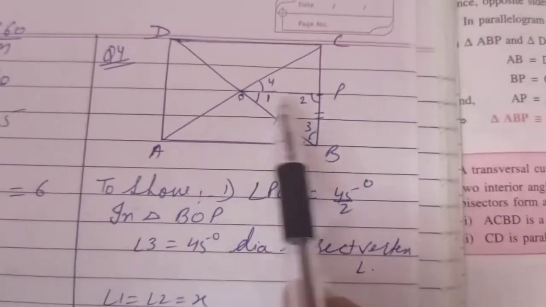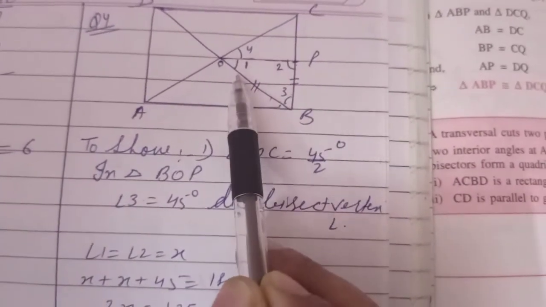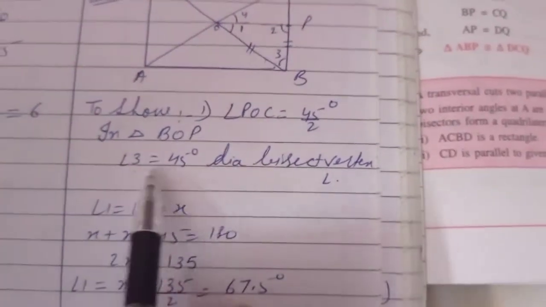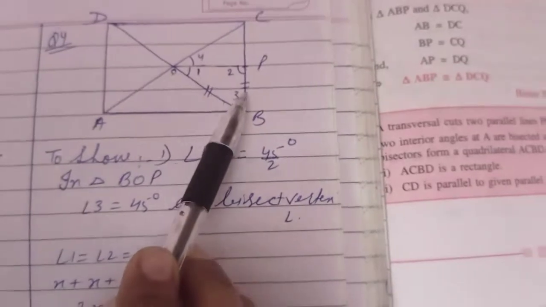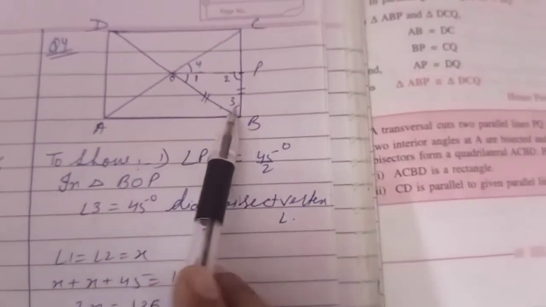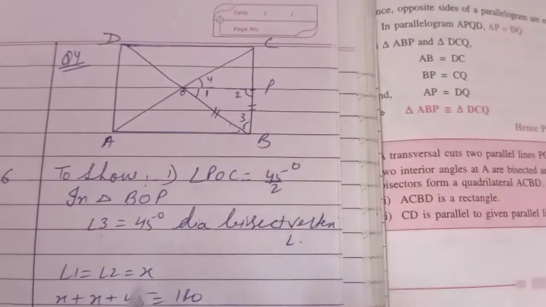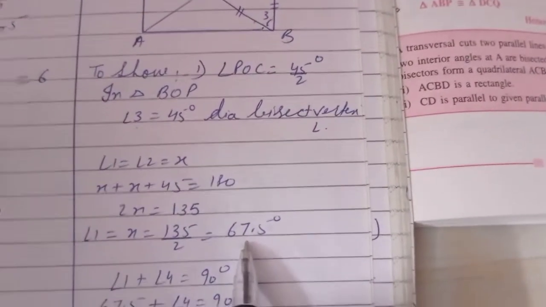Marking of the angles I have done 1, 2, 3. So from here you can see this is an isosceles triangle. Angle 1 will be equal to angle 2, clear? And here angle 3 is equal to 45. Why? Because diagonal of the square bisects the vertex angle. Vertex angle is 90, so angle 3 will be 45. So using angle sum property, we can easily find the value of angle 1 and angle 2, that is 67.5.